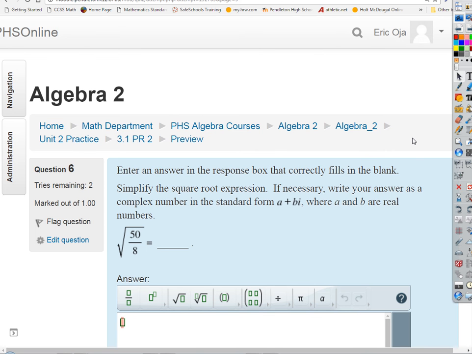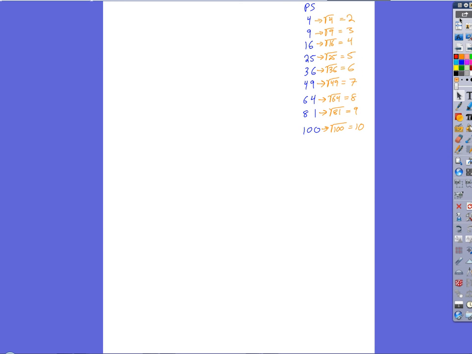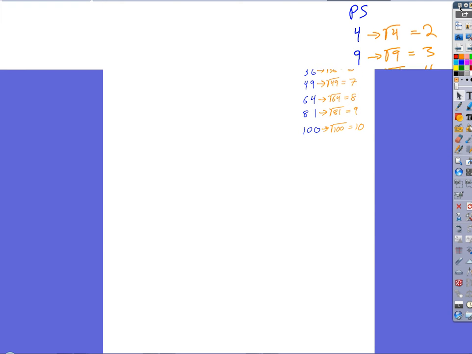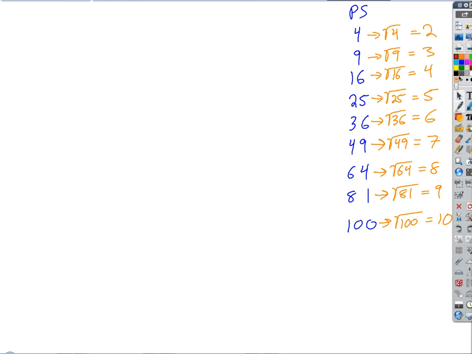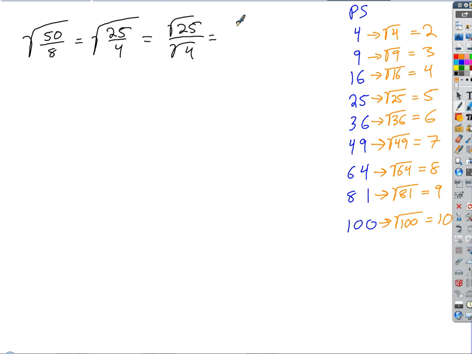What about 50 over 8? Okay, well, can I simplify that fraction underneath the radical? I can. 50 over 8 reduces to 25 over 4, and that makes things much easier. Then when I break this apart into the square root of 25 over the square root of 4, we just get 5 over 2. And that's my answer.